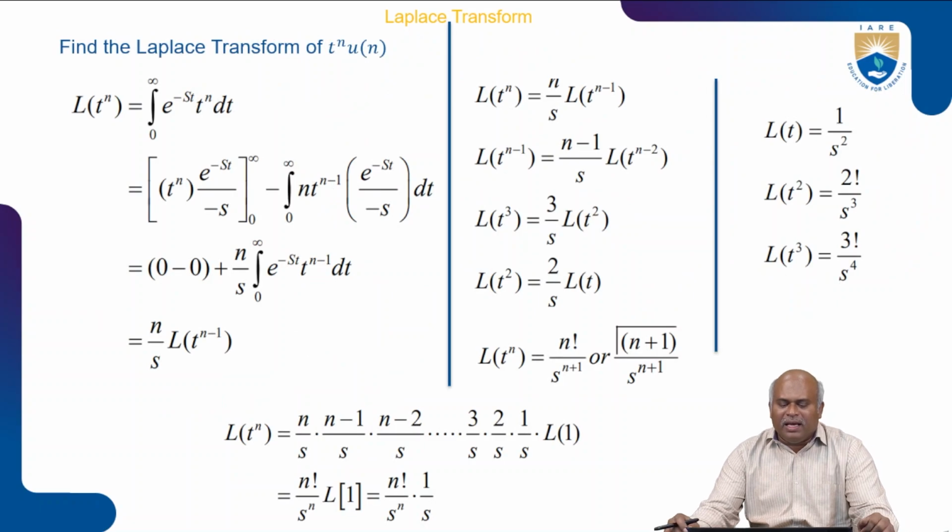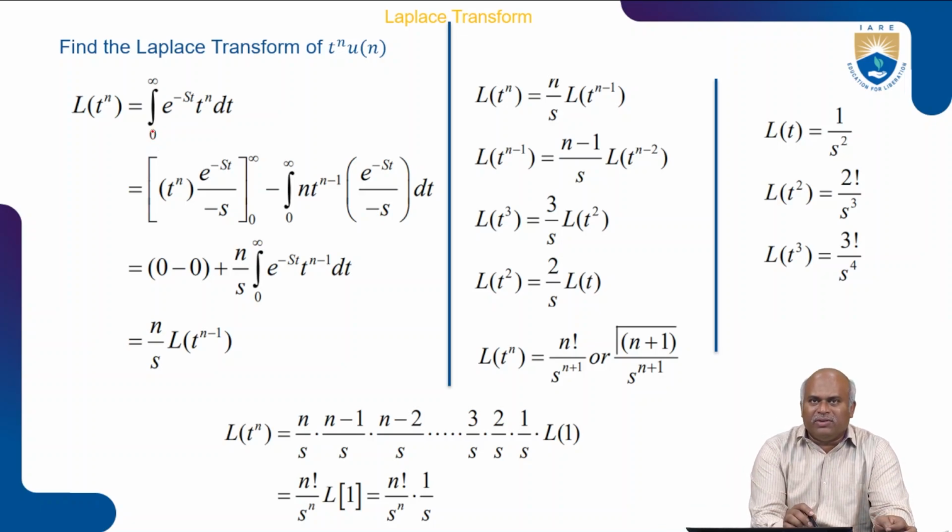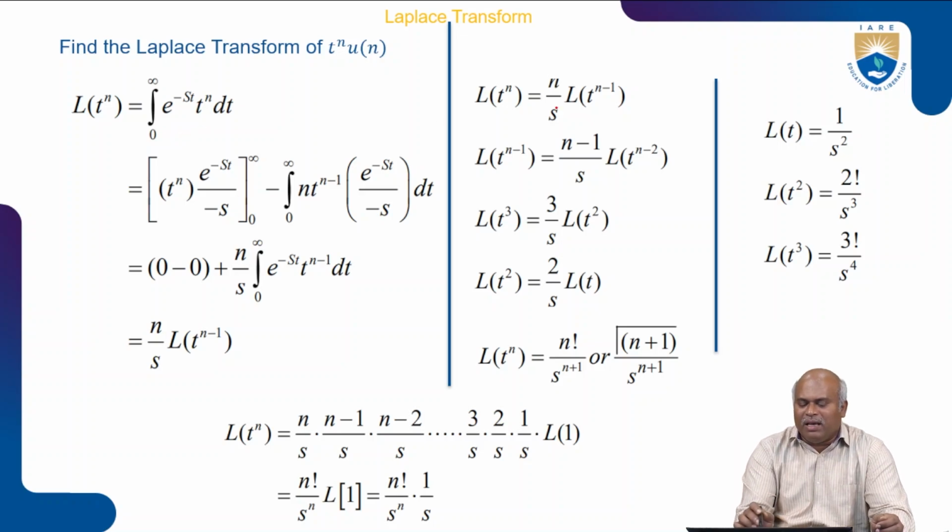Next, find the Laplace transform of t power n u of t. The Laplace transform of t power n is equal to integration of 0 to infinity, u of t is there, that's why I write this result: e power minus st t power n dt. Before we go for the Laplace transform condition, the Laplace transform of t power n is equal to n divided by s times the Laplace transform of t power n minus 1. Then this term is represented as n minus 1 divided by s times the Laplace transform of t power n minus 2. This will continue together.